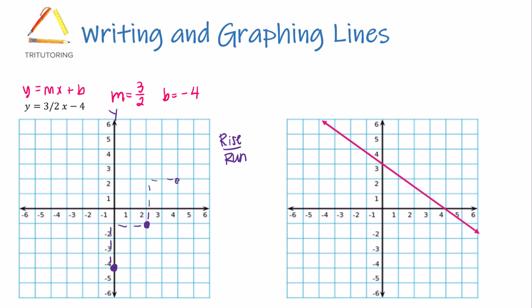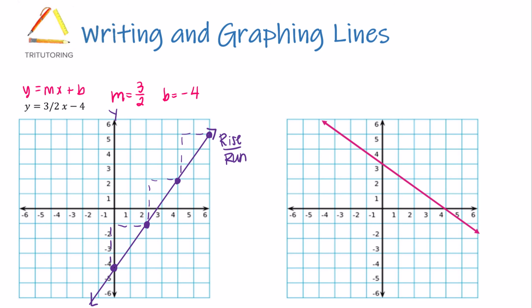I can even do that a couple times to make sure I have a really nice and straight line when I connect these together. So I can continue that slope up 3 to the right 2 because it was positive 3/2. Then to finish my graph, I just want to use a nice straight edge or a ruler and connect those points together, and that makes my line.